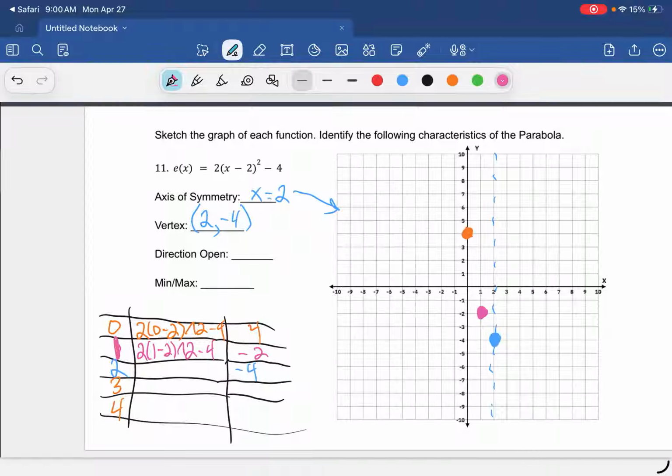Now, I can reflect it, right? This could be where I'm done. I just reflect. And if you're like, I don't know what he means, then what you're going to do is you're going to keep going. You're going, wow, I'm having so much fun. I'm going to plug in 3. When I plug in 3, 2 parenthesis, 3 minus 2 squared minus 4, I get -2. This should happen. If that doesn't happen, you have a mistake somewhere, right? Either your vertex is wrong or you type one of those things in wrong.